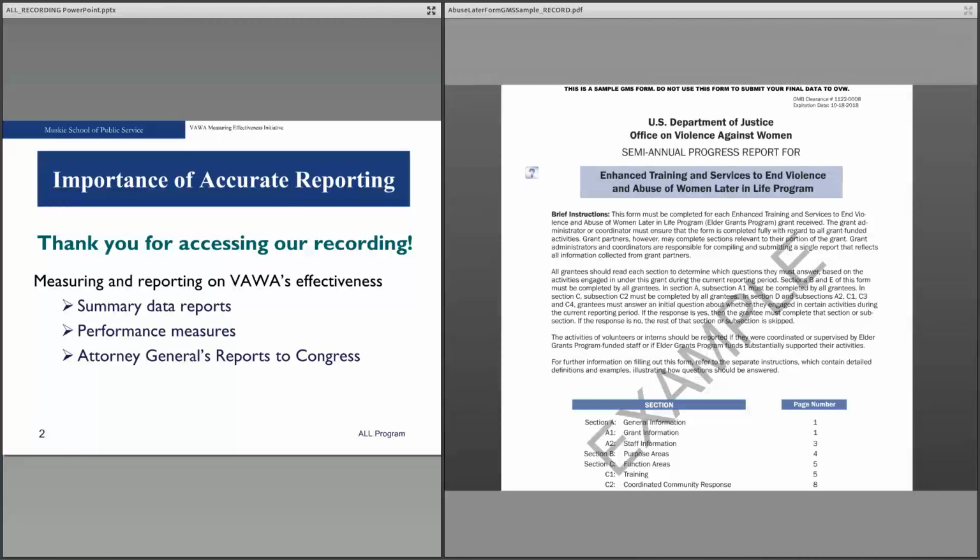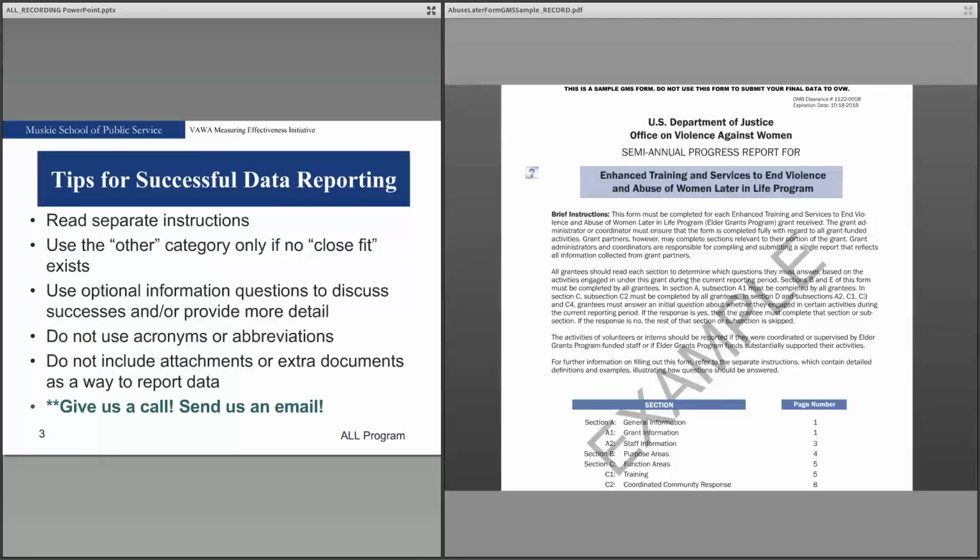Your data also helps OVW to make sure federal funds are being spent appropriately and to measure the performance of grant programs. Additionally, every 2 years the Attorney General is required to submit a report to Congress on the overall effectiveness of VAWA funding. VAWA grantee data makes up a significant part of that mandated report. The more consistently grantees fill out their reports, the more accurately VAWA's effectiveness can be measured through these means.